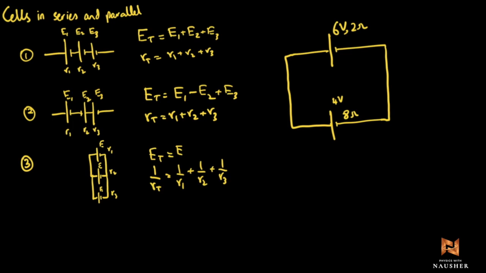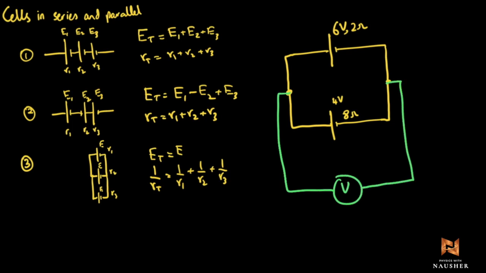Now, I will connect my voltmeter over here. So this is my voltmeter. Question is, what's the voltmeter reading? Is the voltmeter reading 6 or is it 4? That's the question. अब आप voltmeter को यहाँ से connect करें, इधर से connect करें या इधर से connect करें, ये सब parallel में है तो same रहेगा.